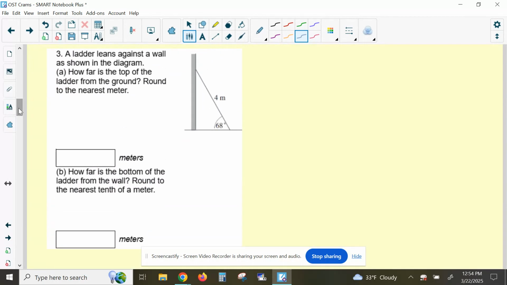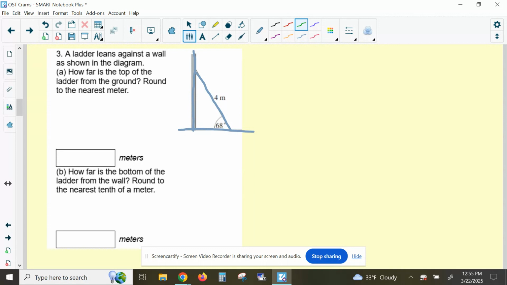Number 3, a ladder leans up against the wall as shown in the diagram. Remember, whenever you're drawing a picture, if they don't give it to you, make sure you have the ground and the wall and a ladder that's leaning. So the length of the ladder, this is the ladder right here, it's leaning, is 4 meters long. How far is the top of the ladder from the ground?